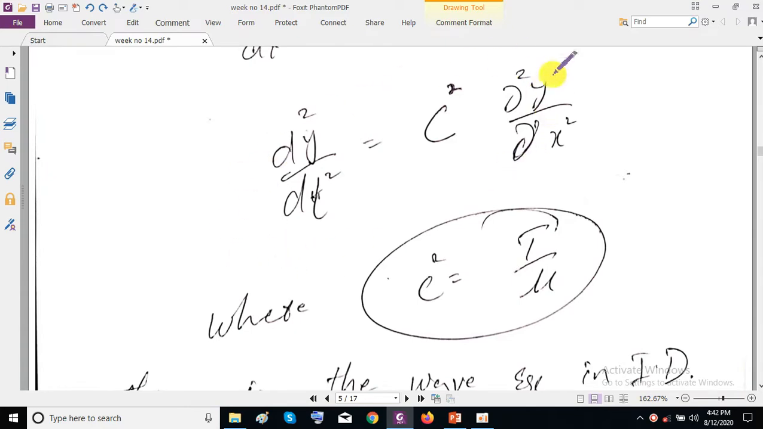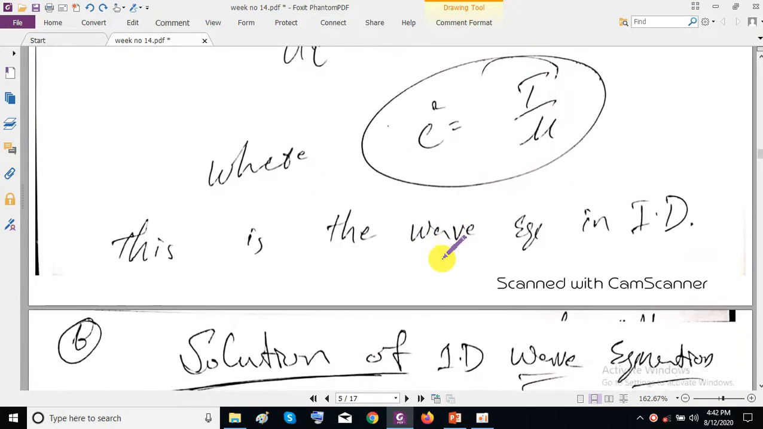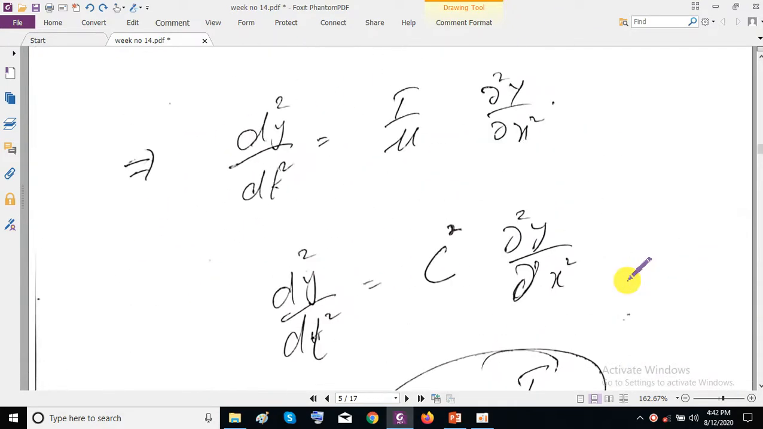Now this is the general form of the wave equation. This is the wave equation in one dimension. In two dimensions and three dimensions we also have it, but we are restricted here to one dimension. So this was the mathematical modeling of the wave equation. Now let's begin the solution of the wave equation.